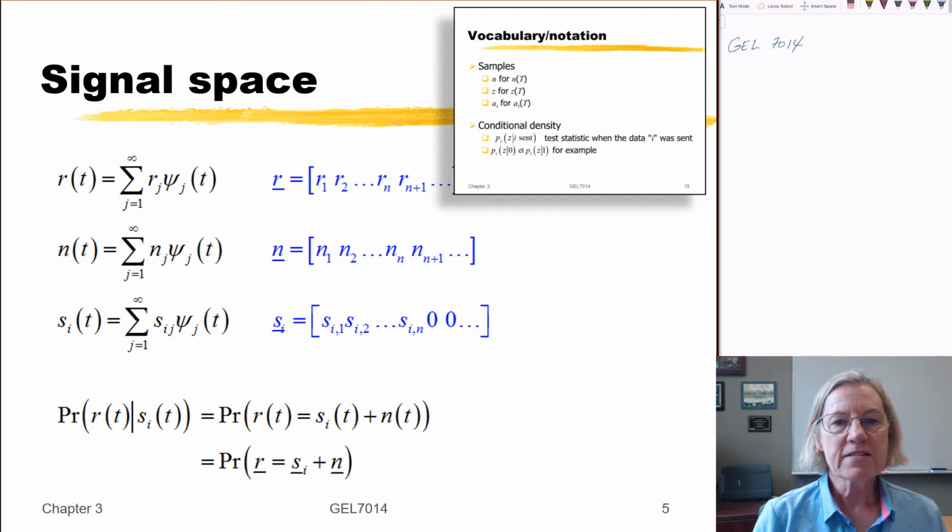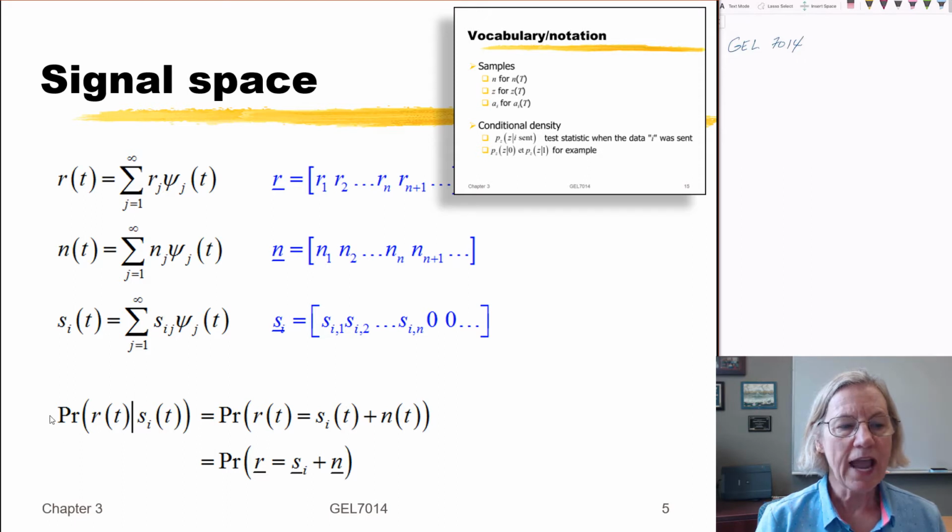So the signal space, as you'll recall, we use a collection of basis vectors, that's these Greek letters psi, and each one of the signals that we're interested in can be represented in the vector form by projecting the received time domain signal, for example here, onto these basis vectors. In the same way, the noise and the symbols can be represented.